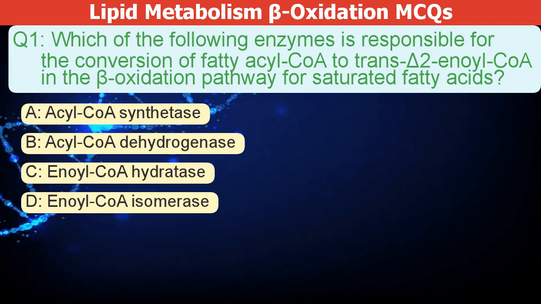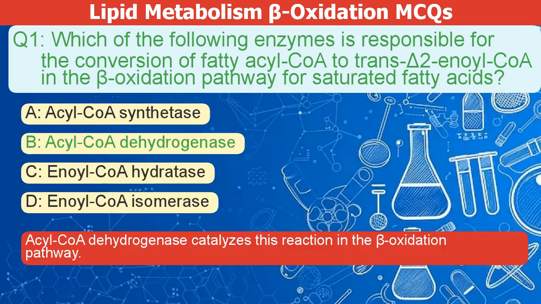Which enzyme converts fatty acyl-CoA to trans-delta-2-enoyl-CoA during beta-oxidation of saturated fatty acids? A. Acyl-CoA synthetase. B. Acyl-CoA dehydrogenase. C. Enoyl-CoA hydratase. D. Enoyl-CoA isomerase. The correct answer is B. Acyl-CoA dehydrogenase catalyzes this reaction in the beta-oxidation pathway.